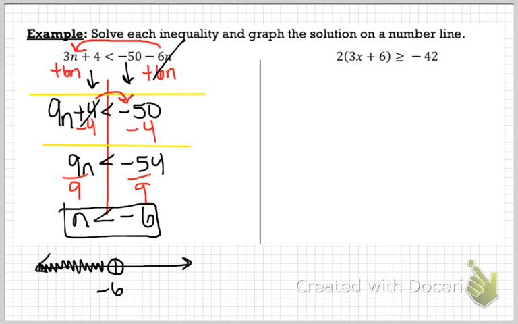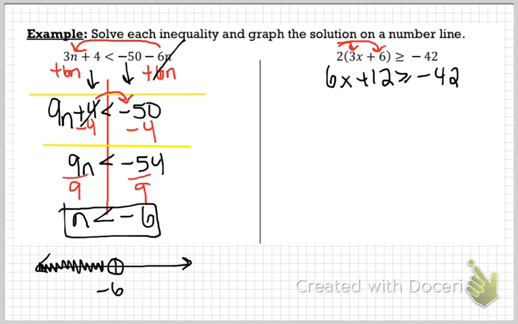Next one, parentheses. Gotta remember that parentheses means to multiply. We're going to distribute the 2 and multiply it to the two terms inside. So 2 times 3x is 6x. 2 times 6 is positive 12, so plus 12. And then everything else, copy it over.